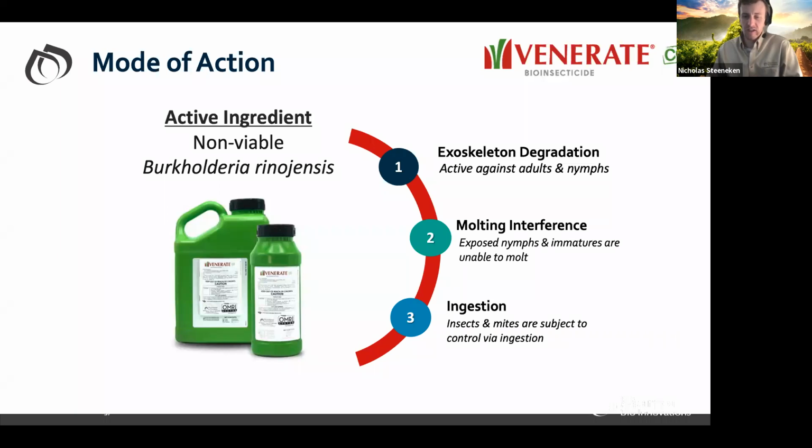And it has some ingestion toxin as well. So it does some gut disruption when the insects or mites feed on plant material that has been treated with Venerate. The active ingredient, like I said, is Burkholderia rinojensis, and it's actually heat killed as part of the fermentation process. So it's non-viable or dead.